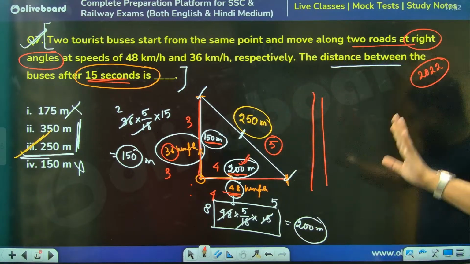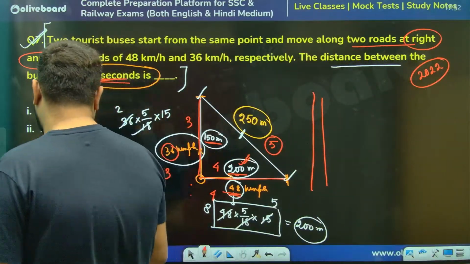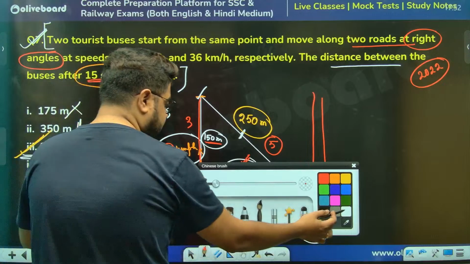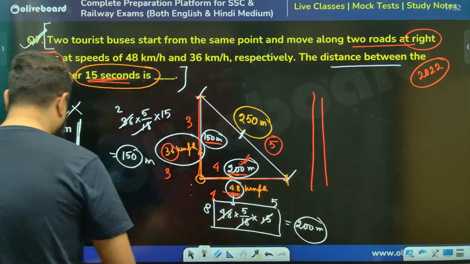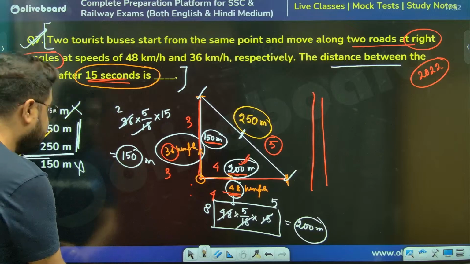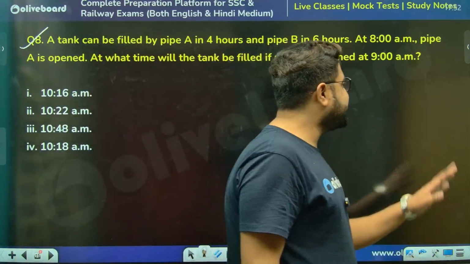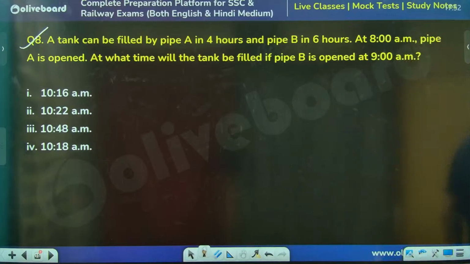I am doing some difficult questions, but please try to understand, and if you are getting stuck anywhere, please ask me. I'll be more than happy to explain. Pipes. Pipe and cistern. This is a relatively easier question, sir.